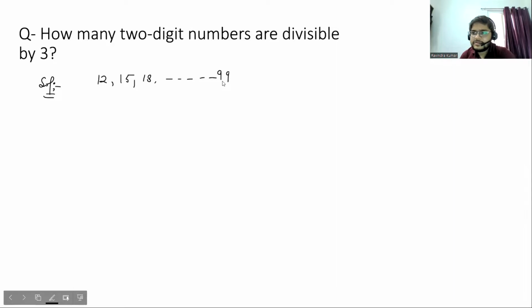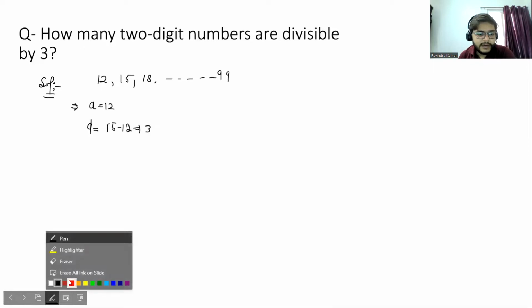Okay, so I think you got to know how to proceed. You know that a is equal to 12. So can you find the value of d, that is the common difference? Yes, it is 15 minus 12, it is 3.